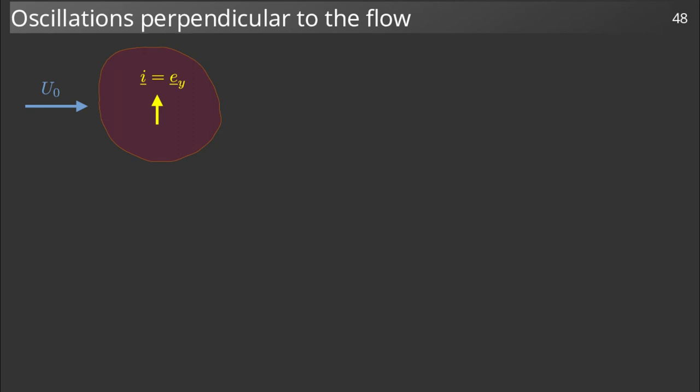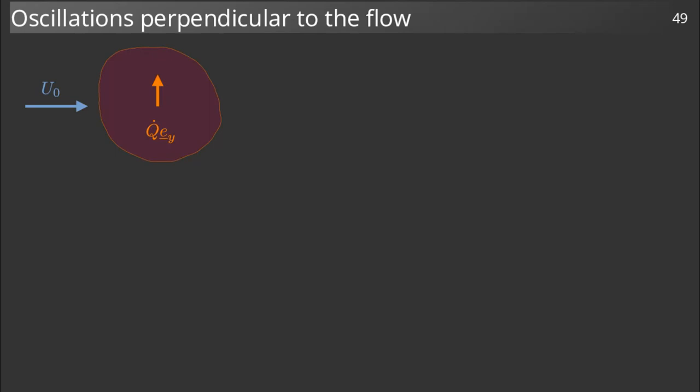We will now look at the motion of the structure in the direction perpendicular to the flow. I is now equal to EY. Let's place the solid at a given instant of the oscillation. The instantaneous velocity is noted q dot, directed along EY.